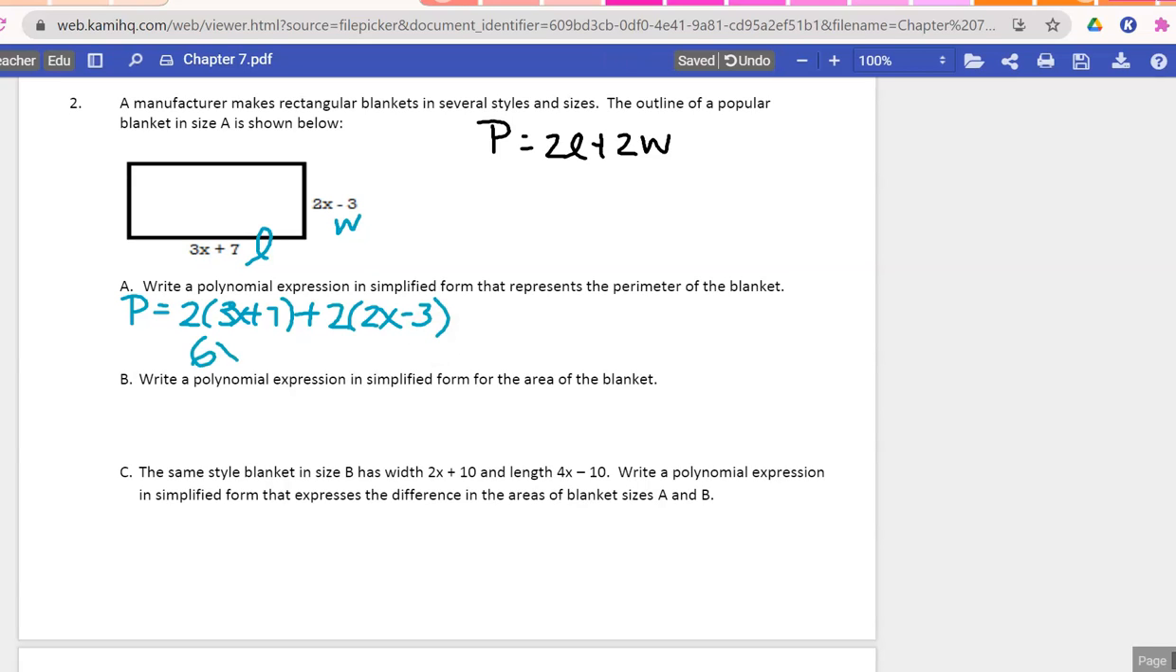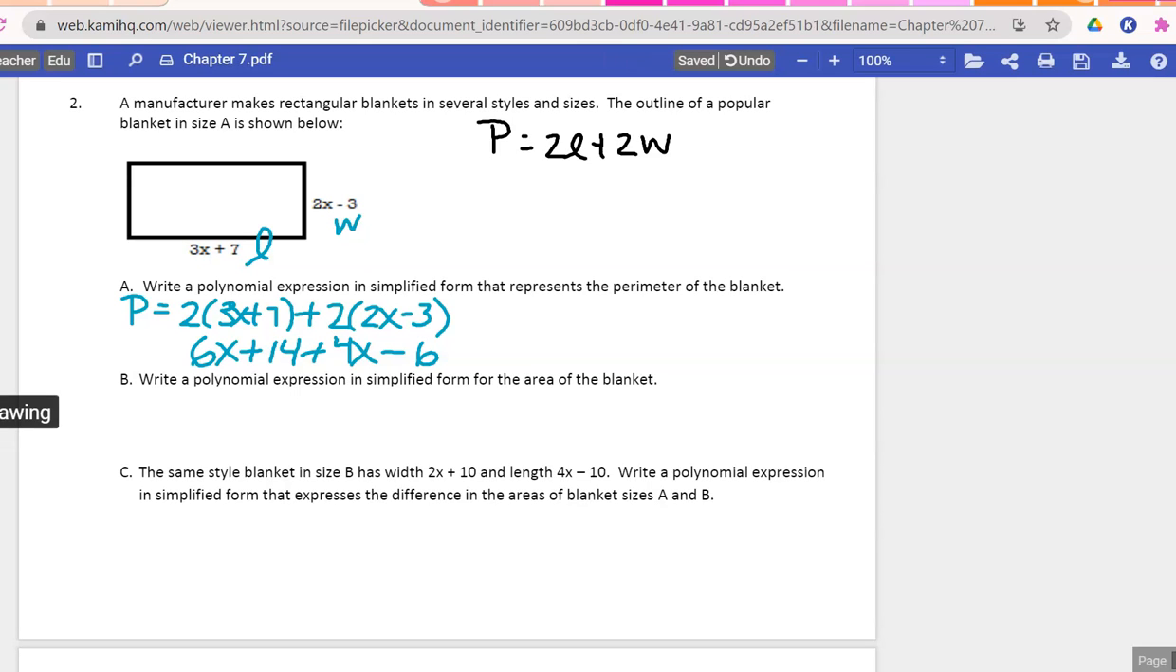2 times 3x gives you 6x. 2 times 7 gives you 14. 2 times 2x gives you 6x. 2 times negative 3 gives you negative 6. Except 2 times 2x does not give you 6x, it gives you 4x, so fix that. Pretend that it was a 4 the whole time.